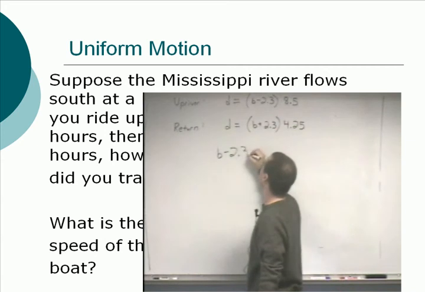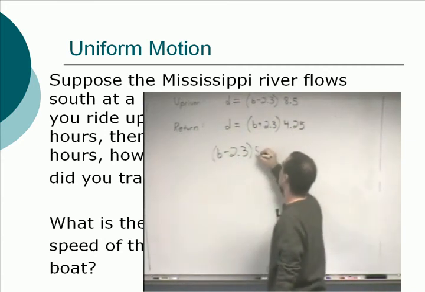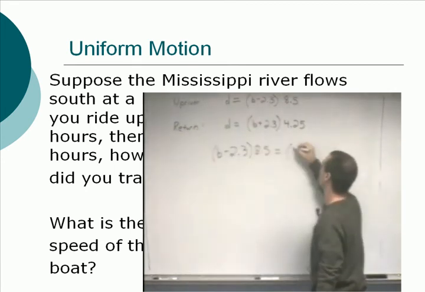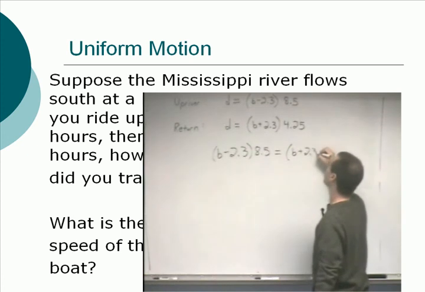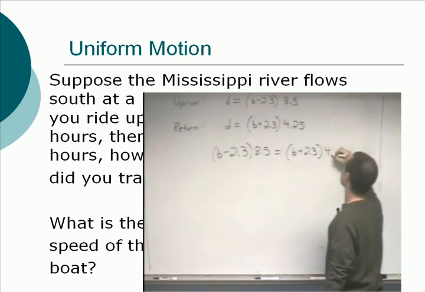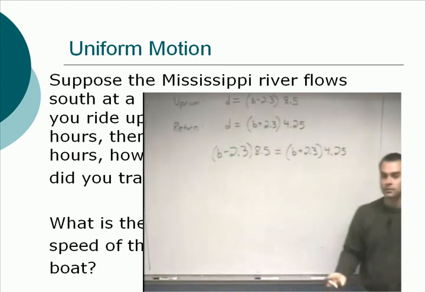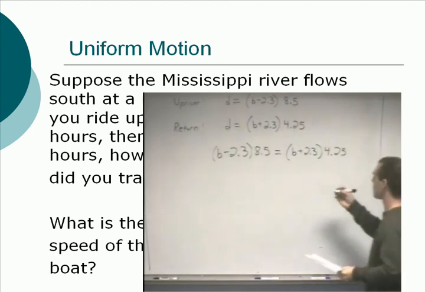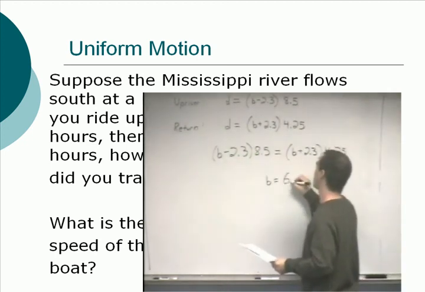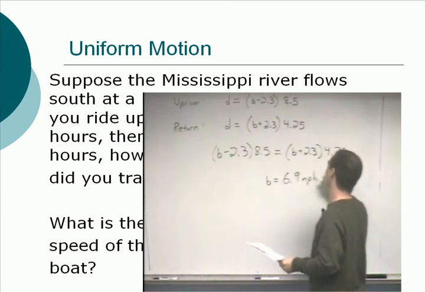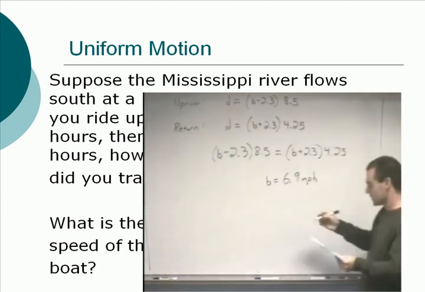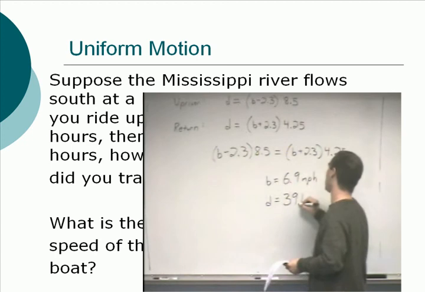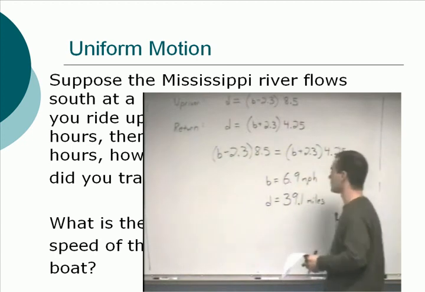B minus 2.3 times 8.5 has got to equal D, but D is also equal to B plus 2.3 times 4.25. Okay, by substituting in, you have no D in there at all. And if you solve that, it turns out that B is equal to 6.9 miles per hour. Then we can go back and find D, and you'll find out that the distance was 39.1 miles. And we're done.